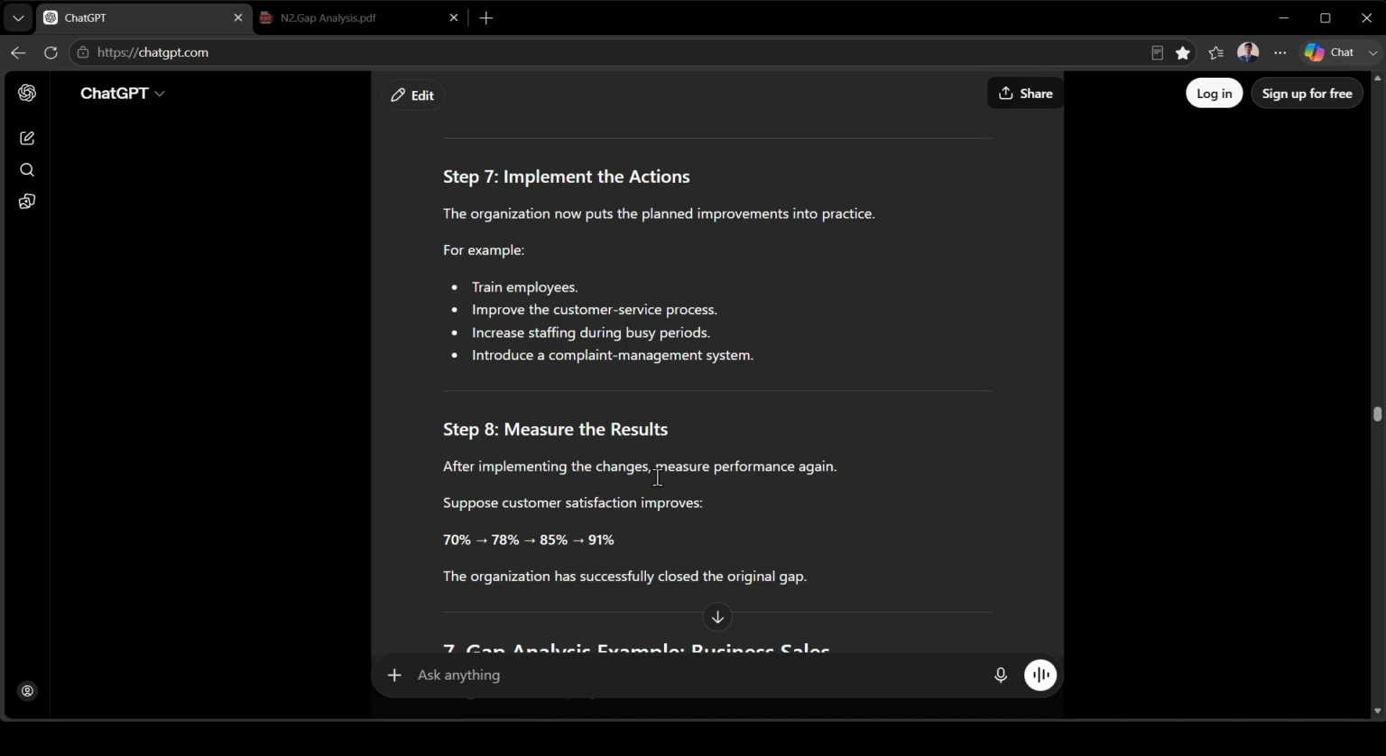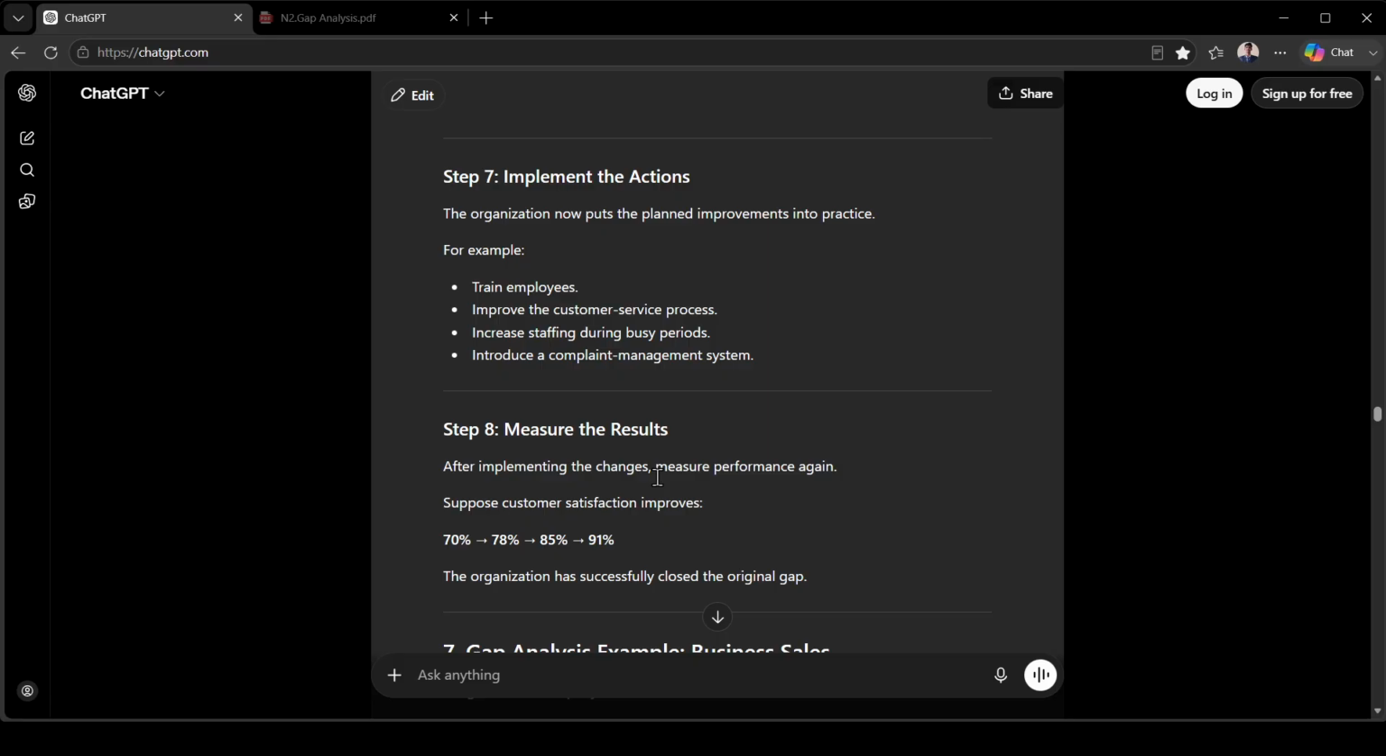Then step 7: implementing the action. The organization now puts the planned improvements into practice. For example, train employees, improve the customer service process, increase staffing during busy periods, and introduce a complaint management system.